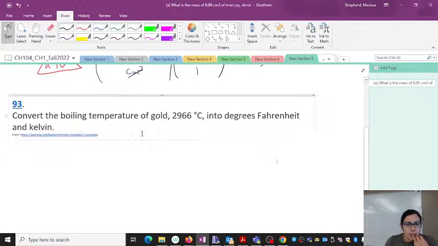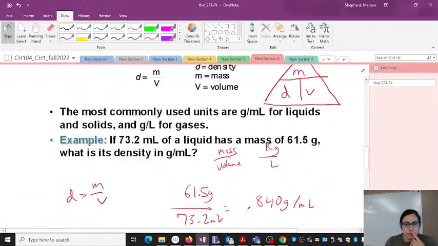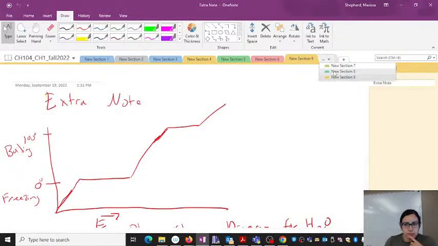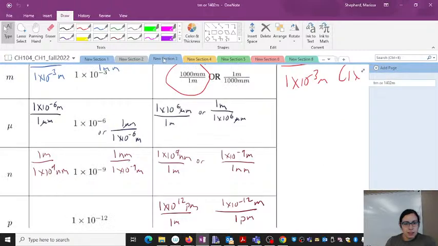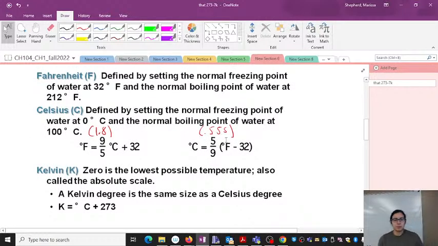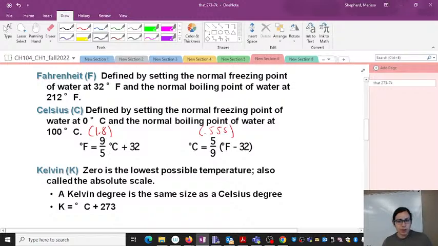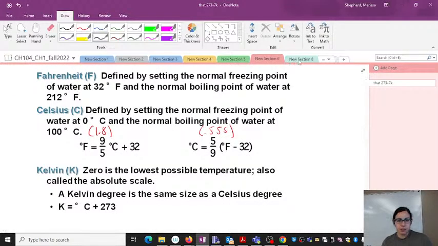So see if you can try this one. Although, let's go back to the formula. We need to convert from Celsius into Fahrenheit. So let's take note of the formula. Celsius from Fahrenheit is Celsius equals 5/9 times Fahrenheit minus 32. Oh, we want to go the other way though, my bad. So Fahrenheit equals 9/5 degrees Celsius plus 32.